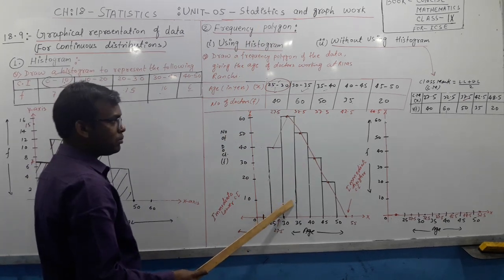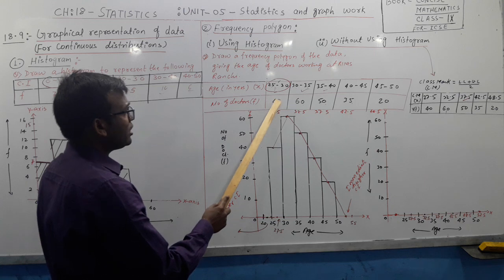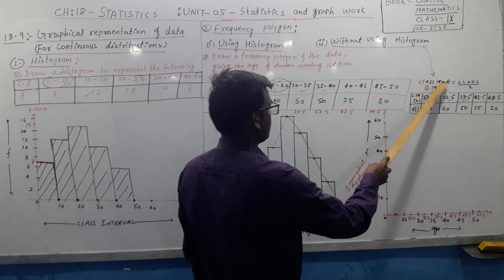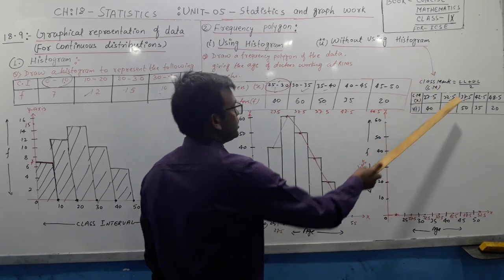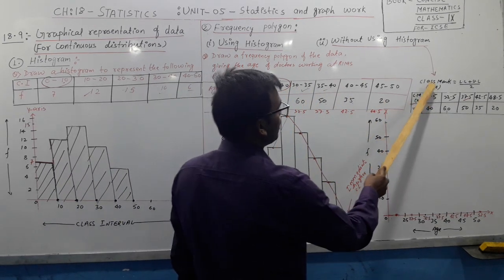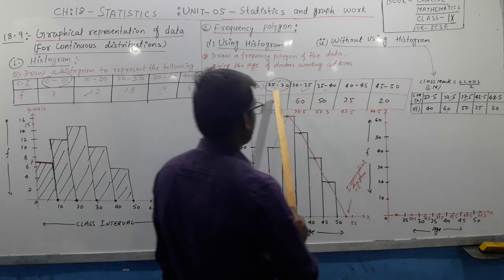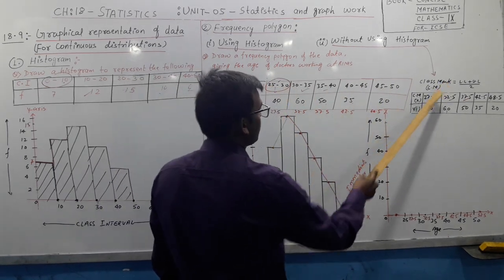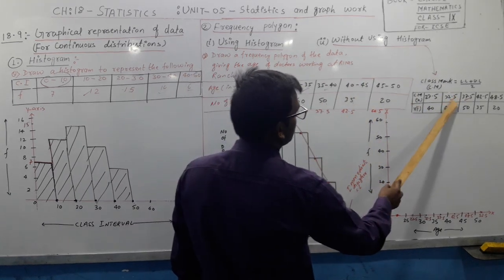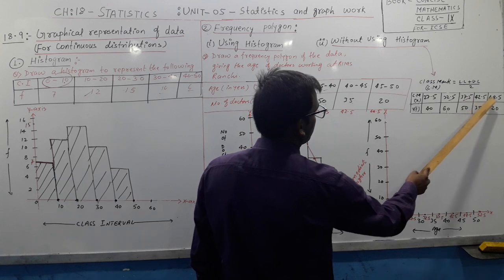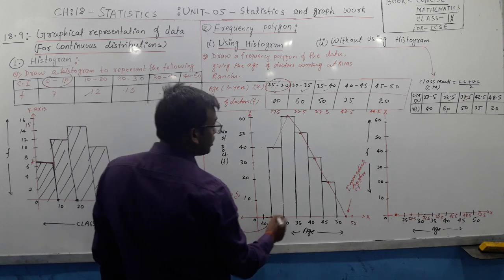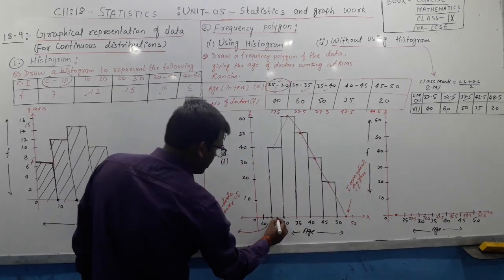After drawing the histogram, you generate one more column that is called the class mark. How to find the class mark? It is the lower limit plus upper limit, divided by 2. This is called the class mark. So for 25 to 30, the class mark will be 27.5. Similarly for the second, third, fourth and fifth, 32.5, 37.5, 42.5 and 48.5. Search for 27.5 on the x-axis, that means it will be here, okay?